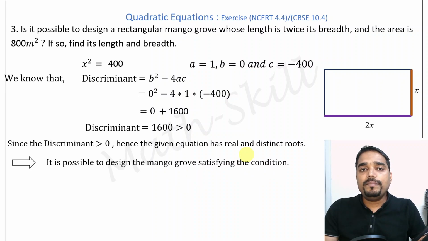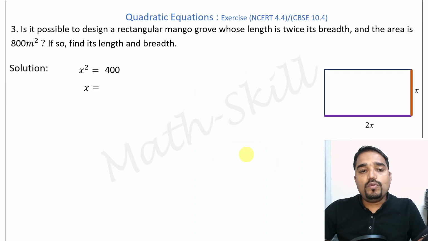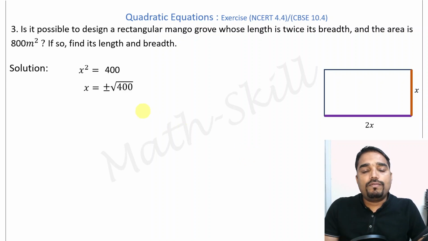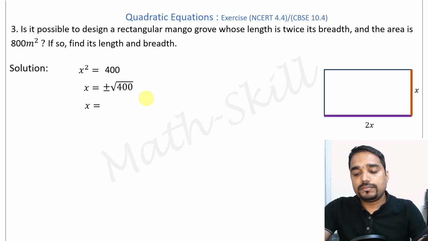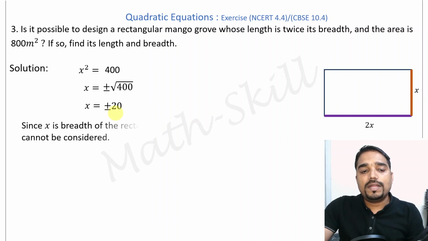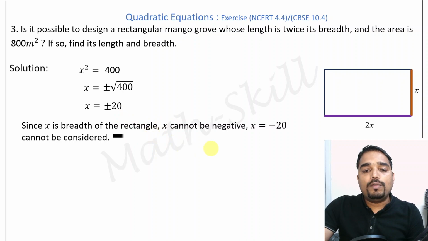Now let's try to find the value of the length and breadth. So let's take the equation x square is equal to 400 that we have got, which means x is equal to plus or minus square root of 400, or x is equal to plus or minus 20. Square root of 400 is 20. Since x is the breadth of the rectangular mango grove, it cannot be negative. Therefore, x is equal to minus 20 cannot be considered, which implies that the required value of x is 20.